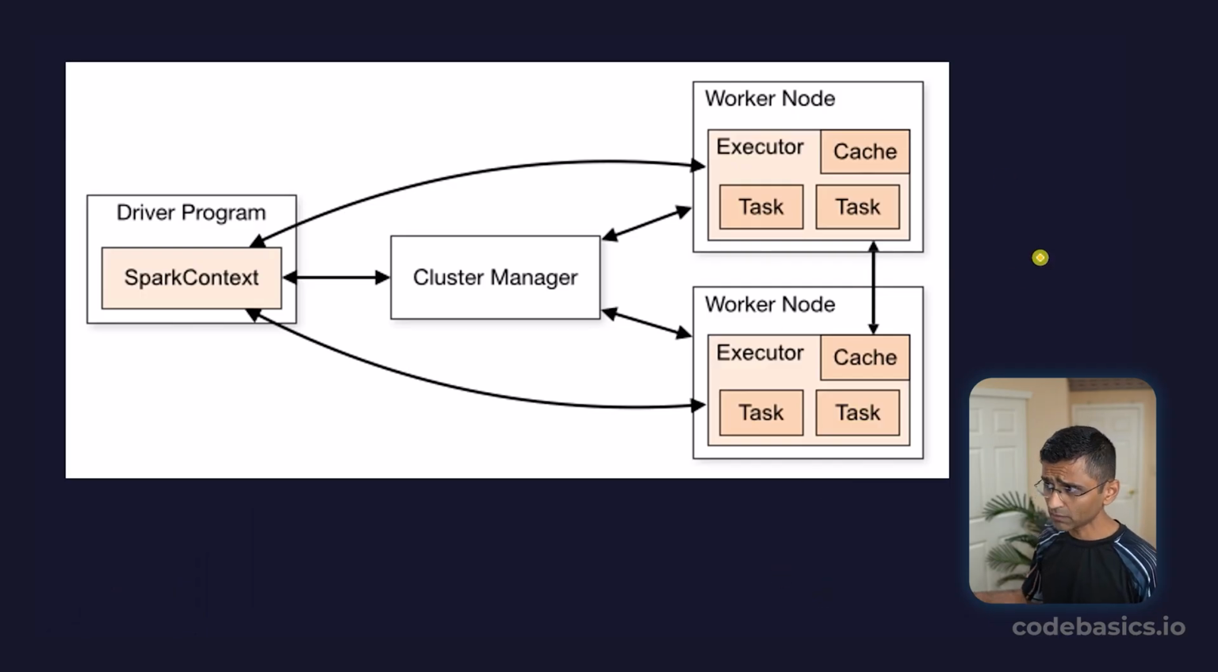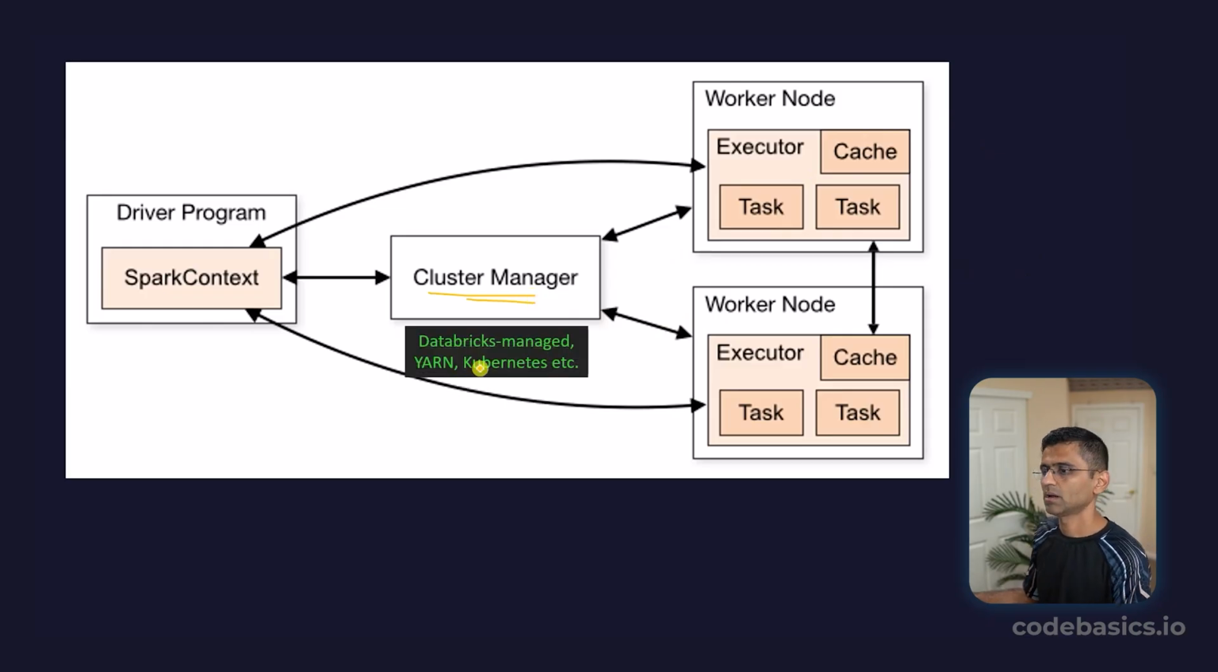And then to create the worker nodes, to manage those, it uses cluster manager. Now this cluster manager can be Databricks managed, Yarn, Kubernetes. If you have worked in orchestration, cluster management, you might know. So cluster manager will take care of creating a new node. Let's say if one node fails, what to do with it. So that node lifecycle management is done by cluster manager. But the actual task assignment is done by driver program.